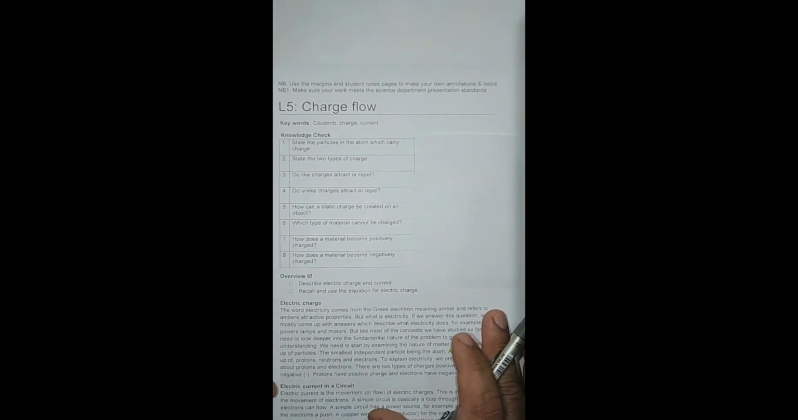Have a go at the first knowledge check. Once you've done that, come back and we'll check the answers together. Come back, let's have a go at the first knowledge check.